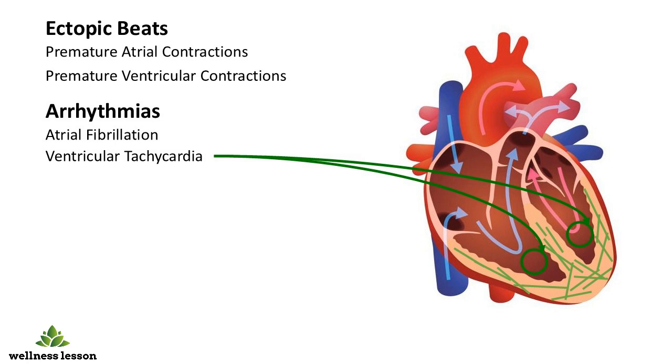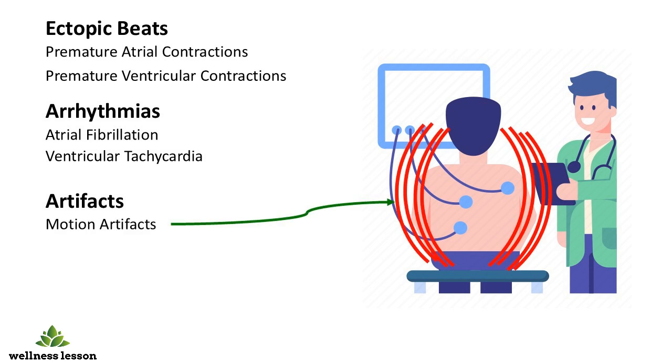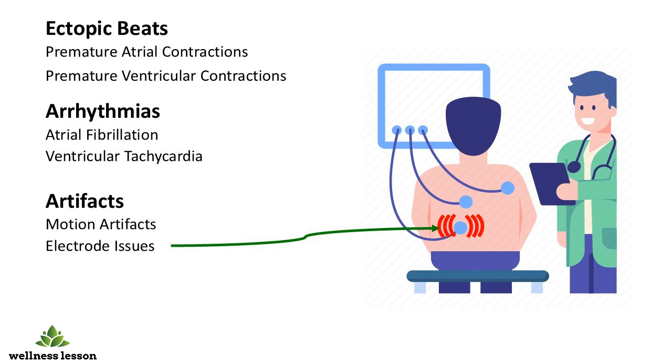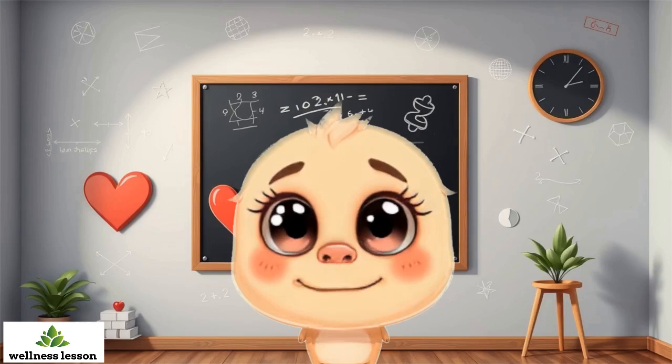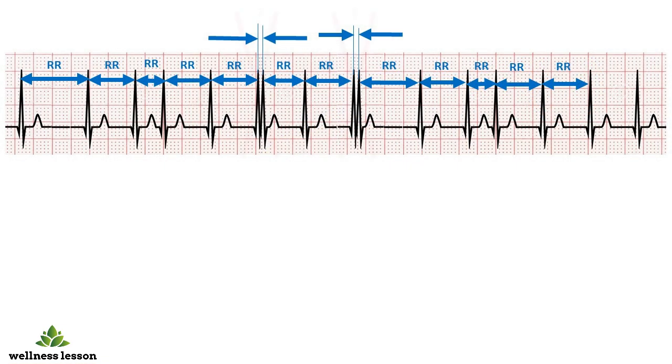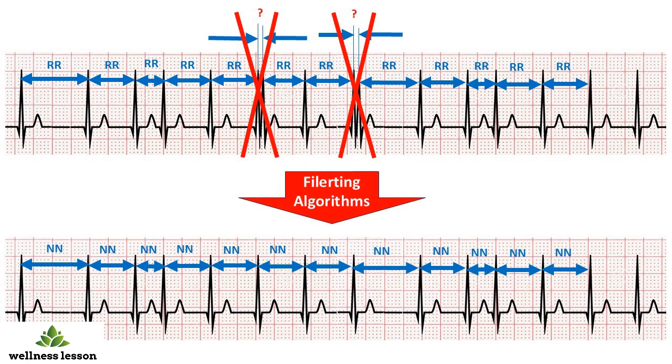Another cause of anomaly is artifacts. These are errors in RR interval measurement due to external factors such as motion artifacts. Movement during ECG recording can introduce noise. Electrode issues: poor contact or placement can lead to inaccurate readings. Anomalous RR intervals can distort HRV metrics, leading to inaccurate assessments of autonomic nervous system function. To convert RR intervals to NN intervals, one typically applies filtering techniques to remove anomalies.